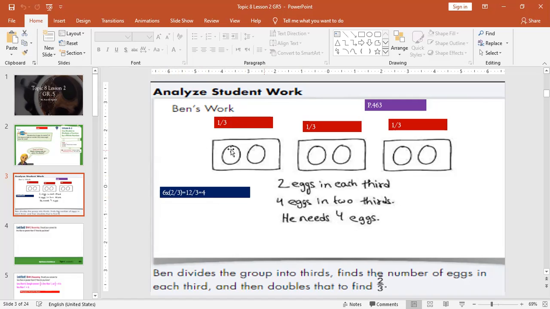Or by drawing, I can divide the 6 into 3 groups, thirds. So every third of the 6 has 2 eggs: 2 and 2 and 2. That's a third, that's a third, that's a third. So if I want 2/3, it will be 4 eggs.